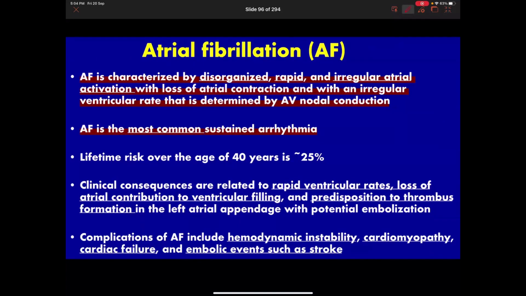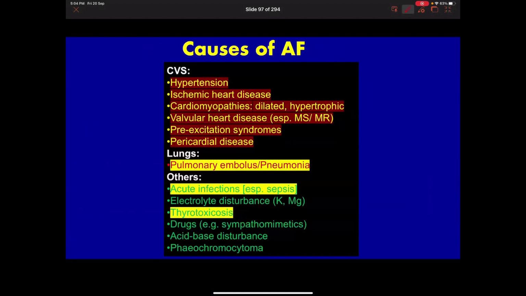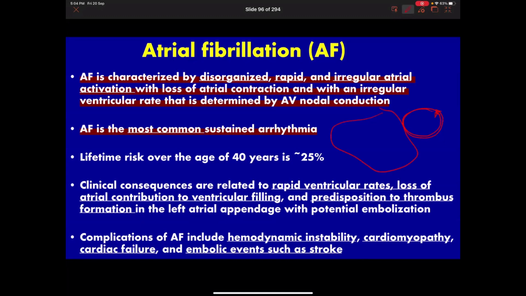So atrial fibrillation is similar to atrial flutter, but it's not the same. Atrial flutter is caused by a macro re-entry, so it's one big re-entry circuit. In atrial fibrillation, you have many re-entry circuits happening all over the atria. Let's say you have the heart. You have a re-entry circuit here, a re-entry circuit here, a re-entry circuit here. So it's being activated in micro impulses all over the atria.